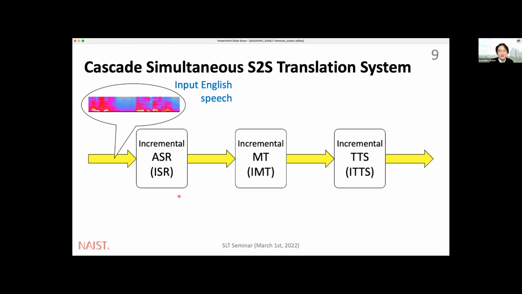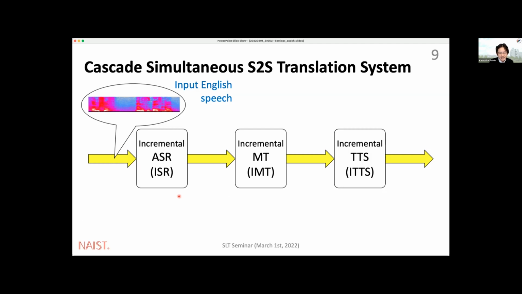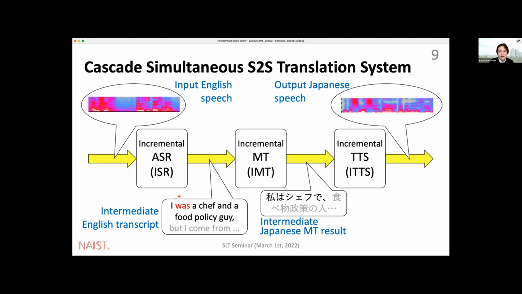It consists of a cascade of 3 modules: incremental ASR, incremental MT, and incremental TTS. So we started from English speech as an input, and we obtained intermediate English transcripts using incremental ASR, and we obtained intermediate Japanese MT results using the incremental MT, and finally we got output Japanese speech segments using the incremental TTS.